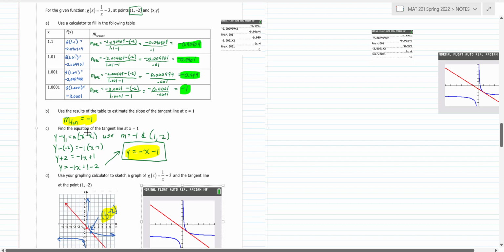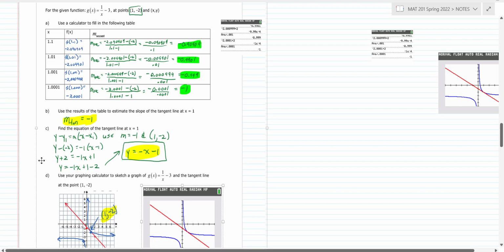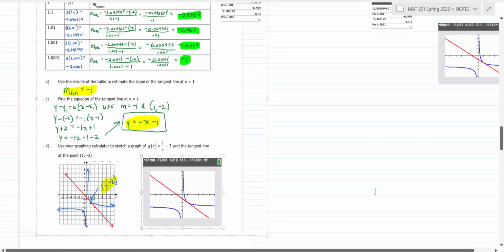So that's how you know to use this as the estimation of the tangent line. Then when you find the equation of the tangent line, we use our slope of -1 and the point (1, -2), plugging into the point-slope formula, and you will get y equals -x minus 1. You can verify the details on that and see if you got that.